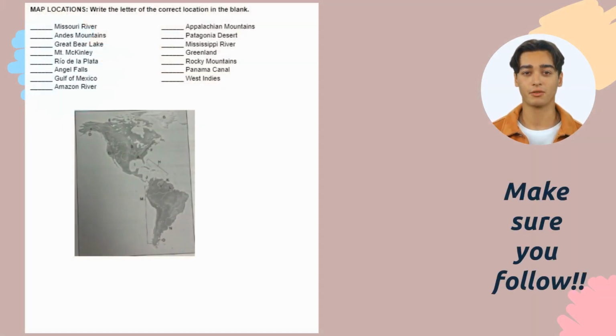Lastly, we have map locations. Write the letter of the correct location in the blank. Missouri River. Appalachian Mountains. Andes Mountains. Great Bear Lake. Now, continue on your own through the rest of the map locations. Think about each one carefully.